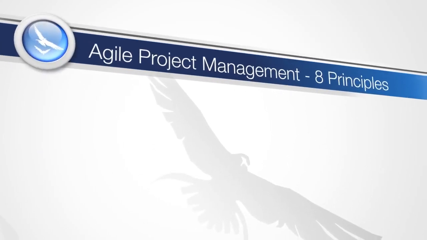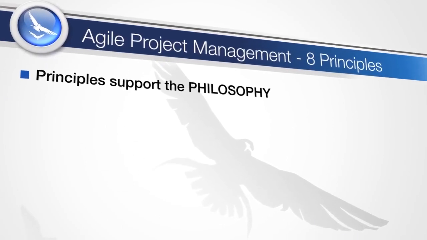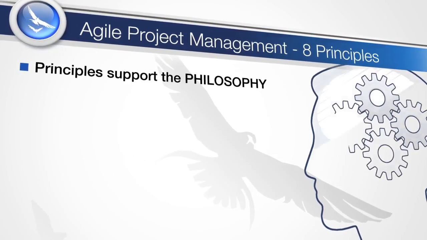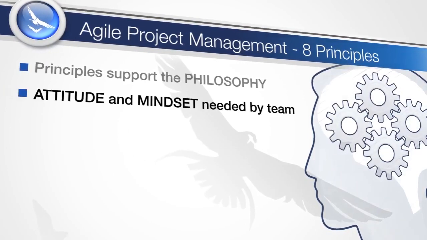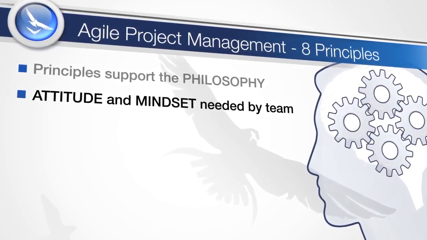The 8 principles support the Agile Project Management philosophy. They represent an ethos, a culture and a way of working. They give guidance on the attitude and mindset required for Agile project management in order to deliver a consistent approach.